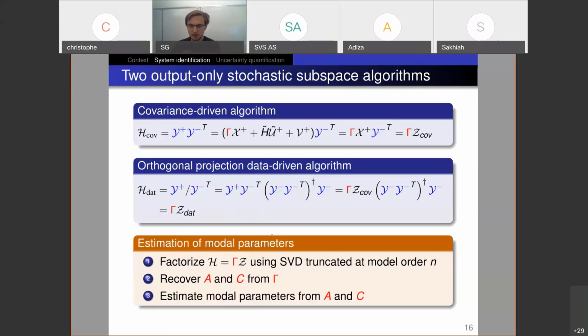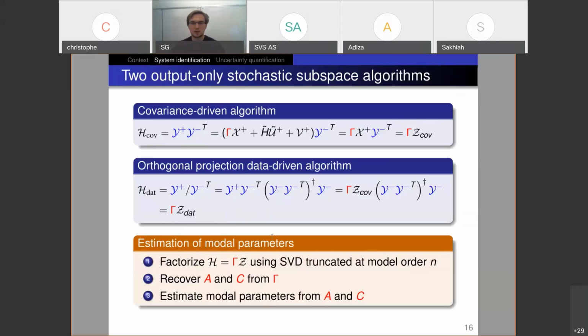So now the task is to factorize gamma from our H, and that is done by using singular value decomposition, which is truncated at the model order chosen by us. Then we recover A and C from gamma, which is super simple. And then we estimate the model parameters from A and C, which is also very straightforward. And for theoretical systems where we know the exact model order, the job is done. We have our model parameters.